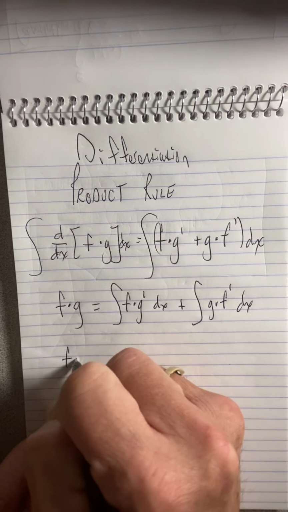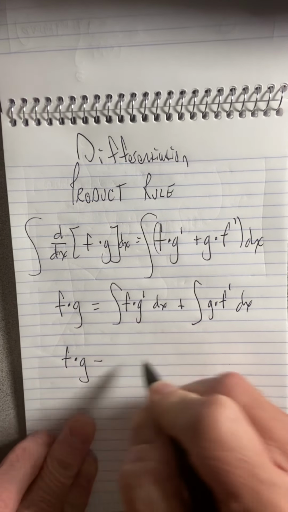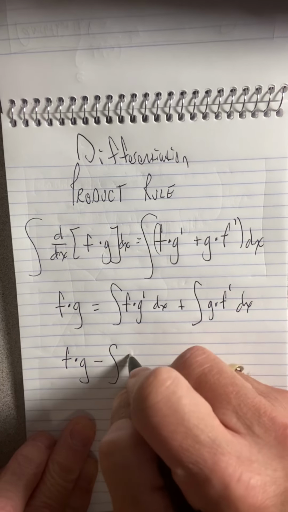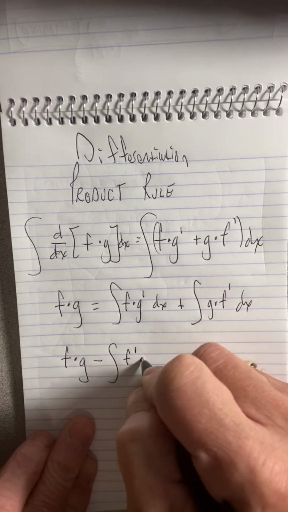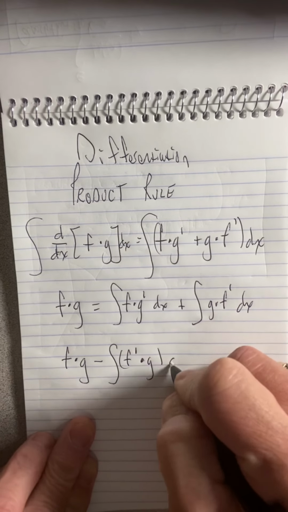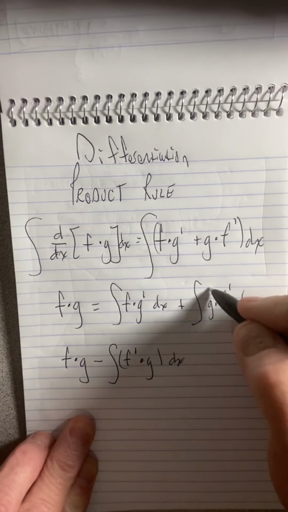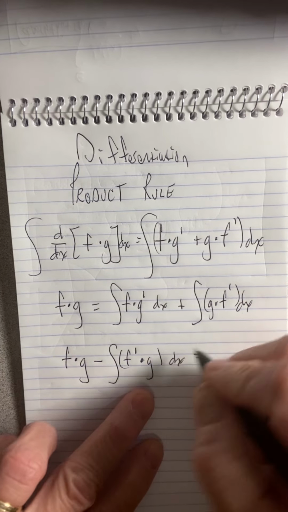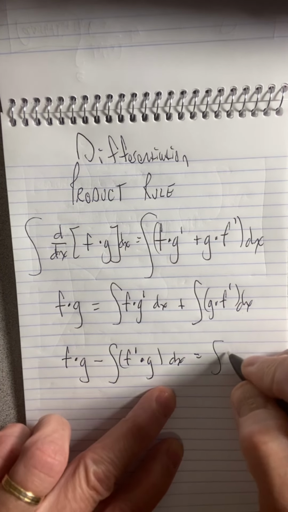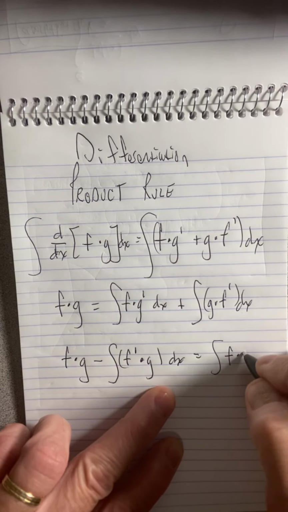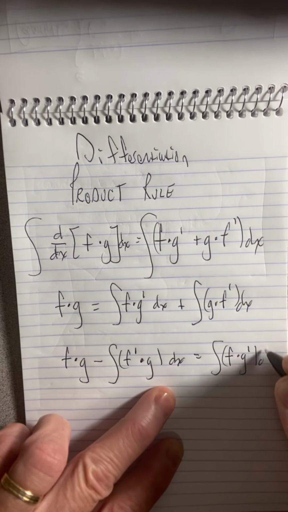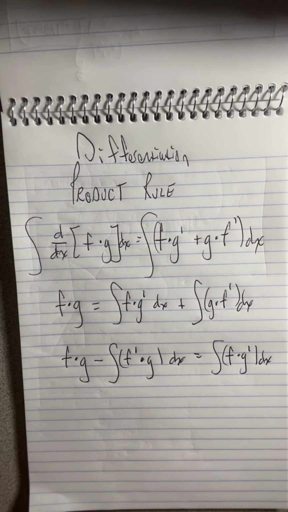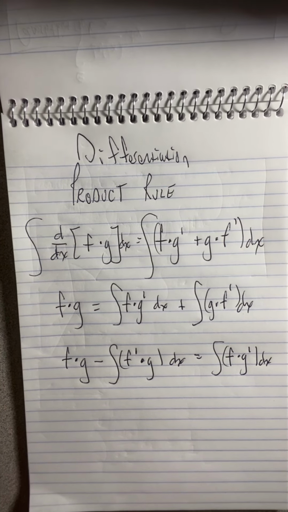Now, I'm going to subtract this over to this side. So I have f times g minus the integration of, I'll maybe change that order, f prime times g with respect to x. So I subtracted this over, and all I did was use the commutative property to rearrange it. And then on the right hand side, I still have the integration of f times g prime with respect to x.